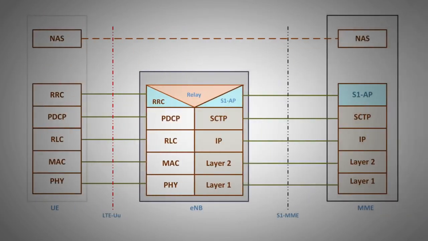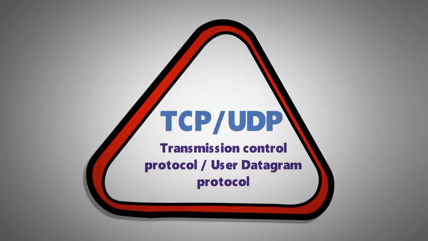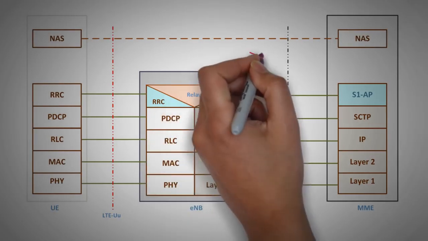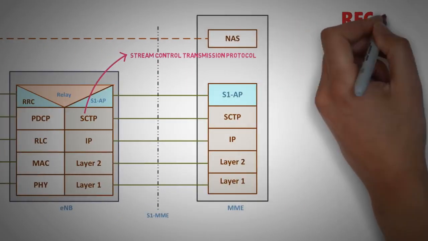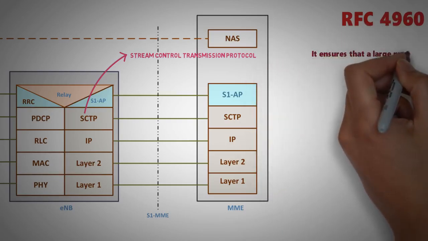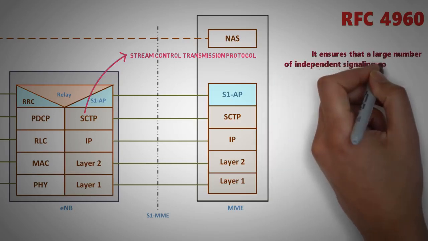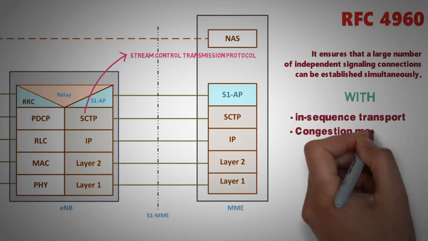In the S1 control plane protocol stack, instead of the commonly known TCP and UDP on layer 4, the telecom-specific Stream Control Transmission Protocol (SCTP) is used as defined in RFC 4960. It ensures that a large number of independent signaling connections can be established simultaneously with in-sequence transport, congestion management, and flow control.